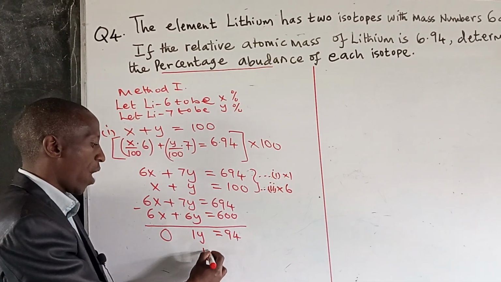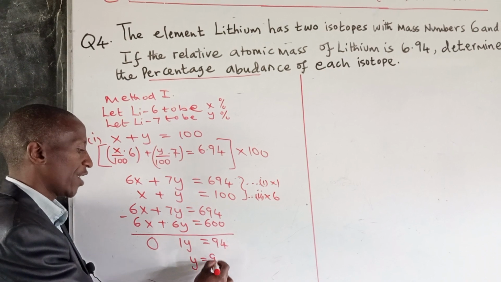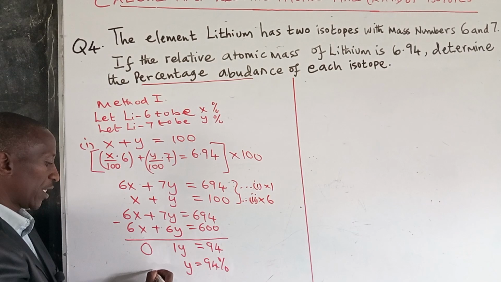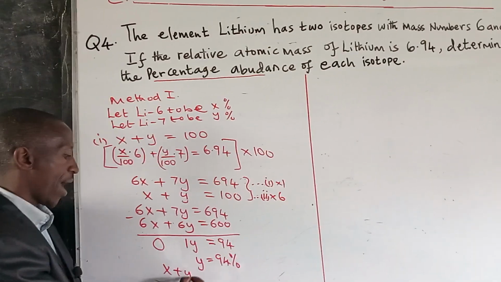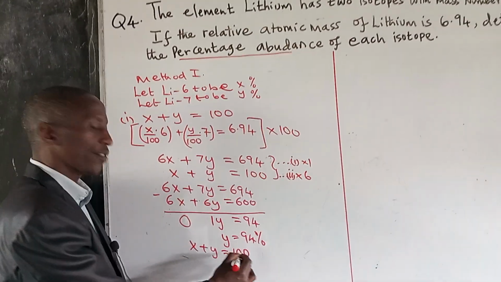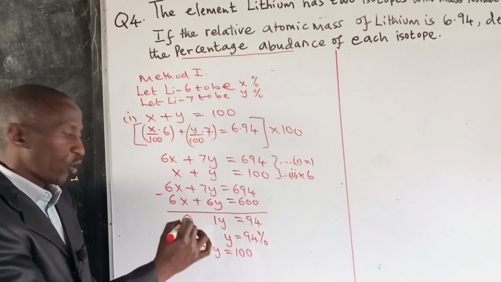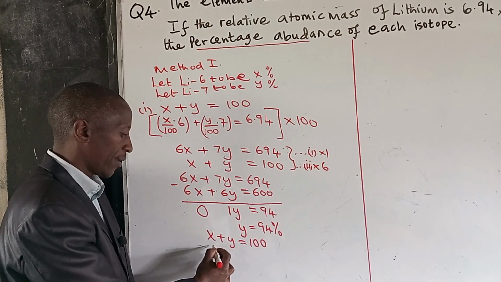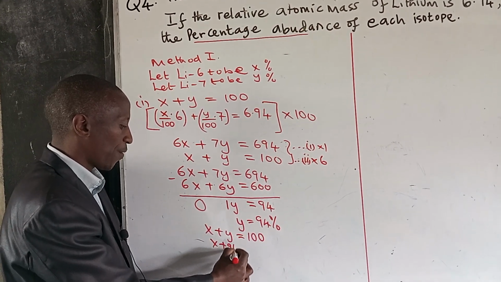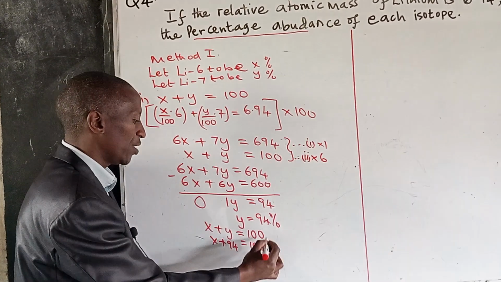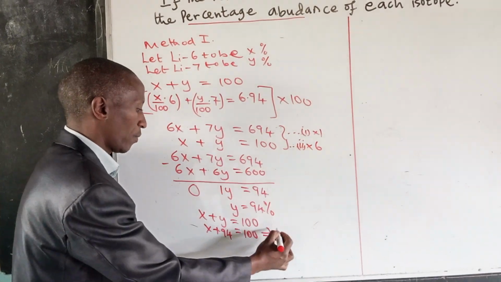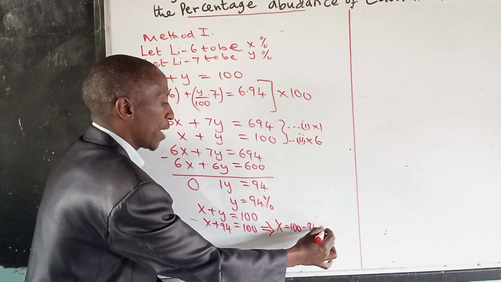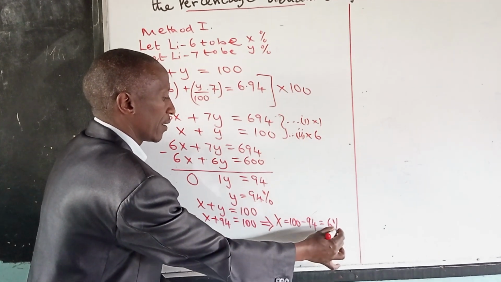That means y occurs at 94%. Then using this equation, which tells us that x plus y is equal to 100, what do we do? We substitute 94 for y. We have x plus 94 gives you 100. And that means what? It implies that x is 100 minus 94, and that comes to be 6%.